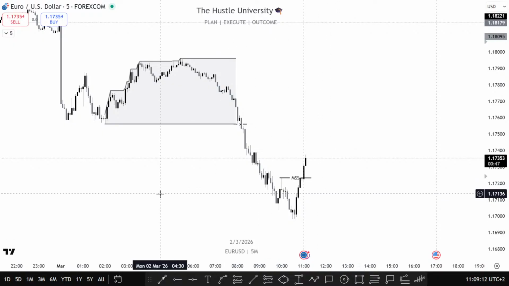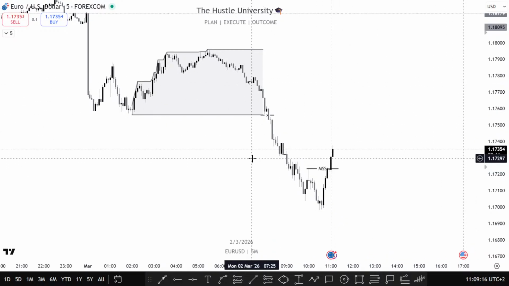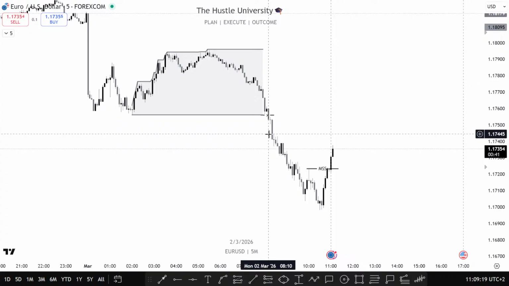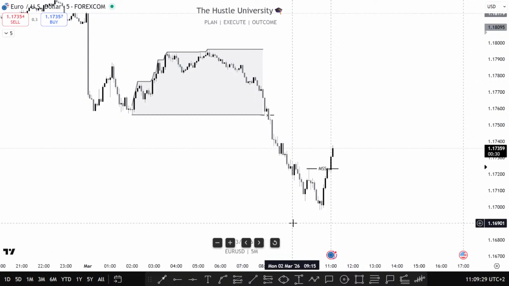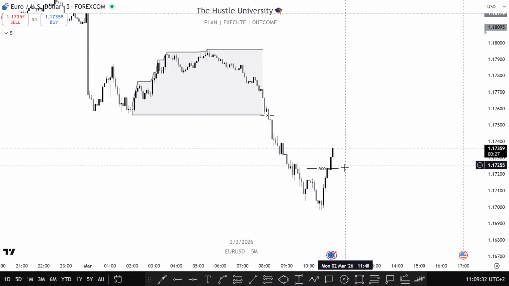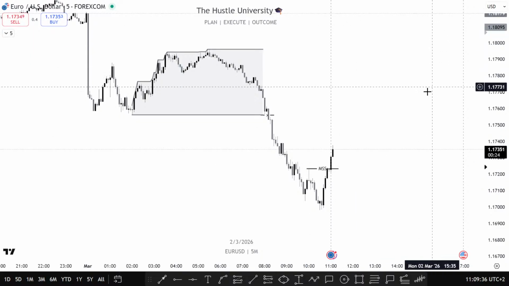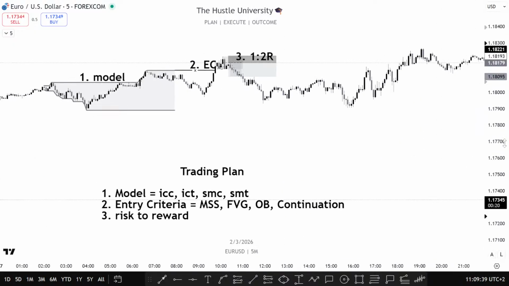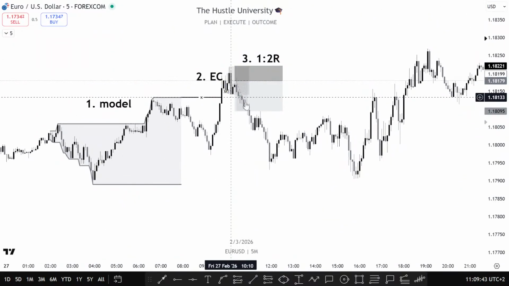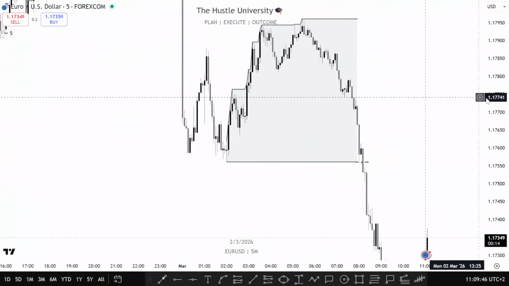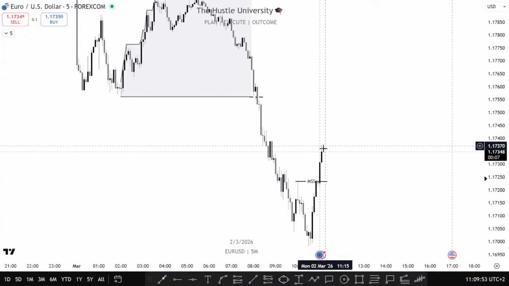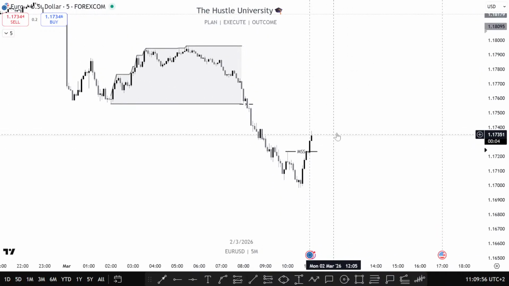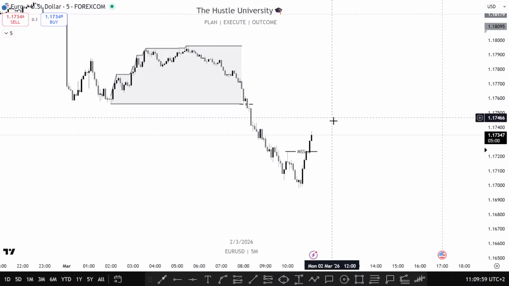So in terms of ICC, I'll show you some ICC analysis soon. I can set up another. Let me just reactivate this. So I've set up this again for price when it comes back, so we can look back into it. So this is for Asian range. Remember, these align with the three things: model, entry criteria, risk to reward. So pretty much we already had the sweep to the downside of the Asian range, and then we're looking for price to continue going up, but we're only going to be aiming for a 1:2 risk to reward.